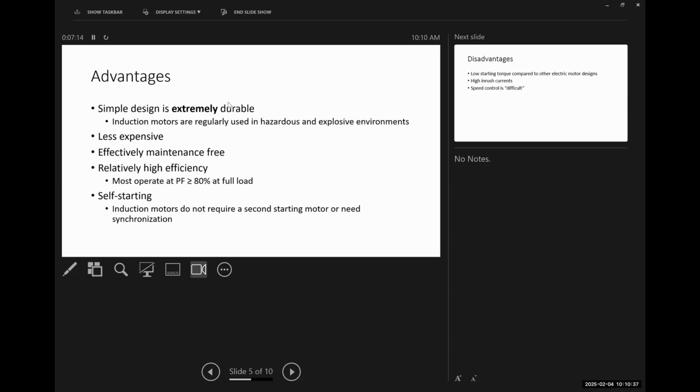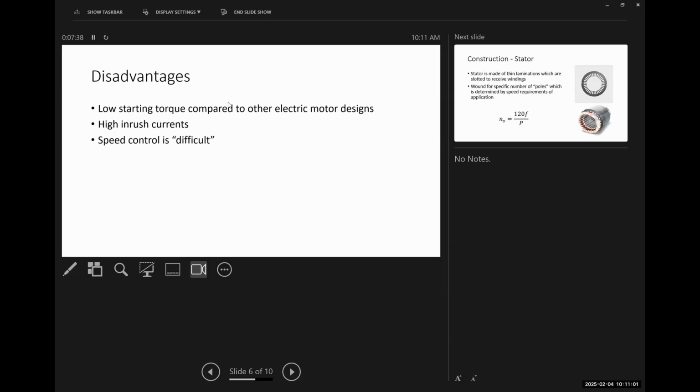And then another one that's very important is that induction motors are self-starting. So some types of electrical motors essentially need a second starting circuit in order to get them to start spinning. You do not need that for an induction motor. It's able to generate enough starting torque to keep itself spinning once it spins up to speed. That being said, the principal disadvantages are that it has a relatively low starting torque.